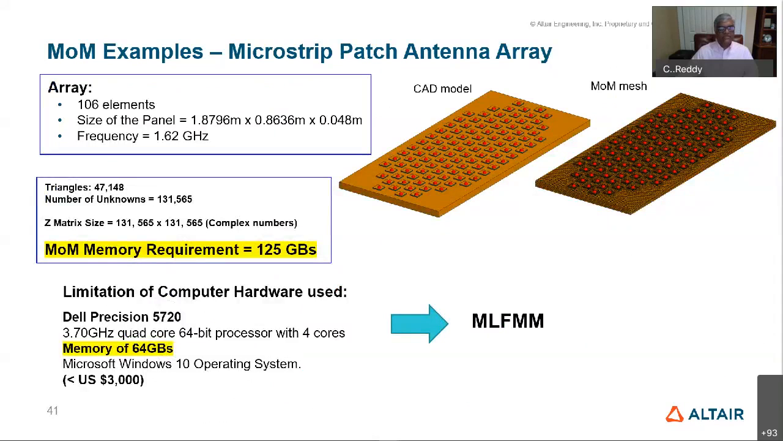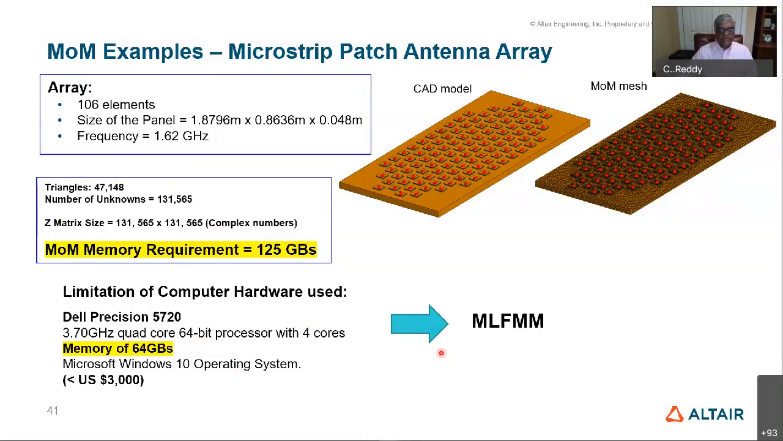Now we want to take one step further and do a large array on a finite plate like the one we have here. With method of moments, it requires a memory of 125 gigabytes. That's because of the number of unknowns: we have 131,000 unknowns, which requires so many complex numbers to be stored in the matrix. I was trying to solve this on my own computer, which has only 64 gigabytes of memory. So I hit the wall on the memory side here.